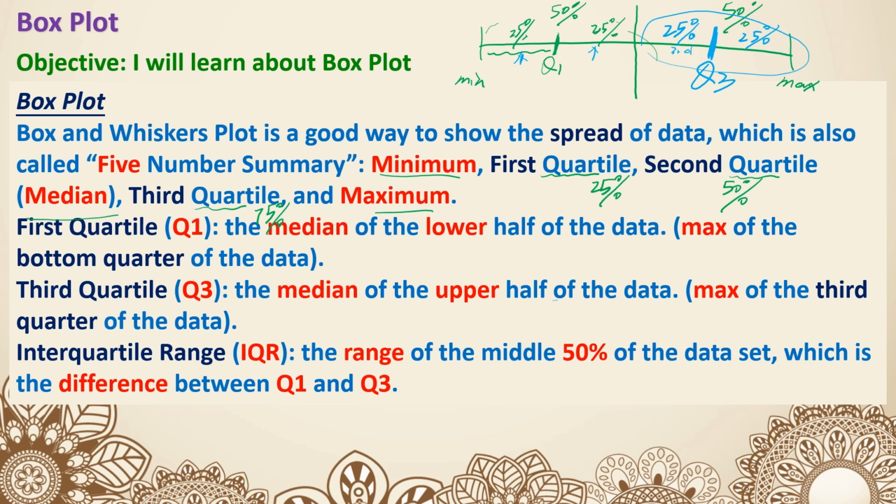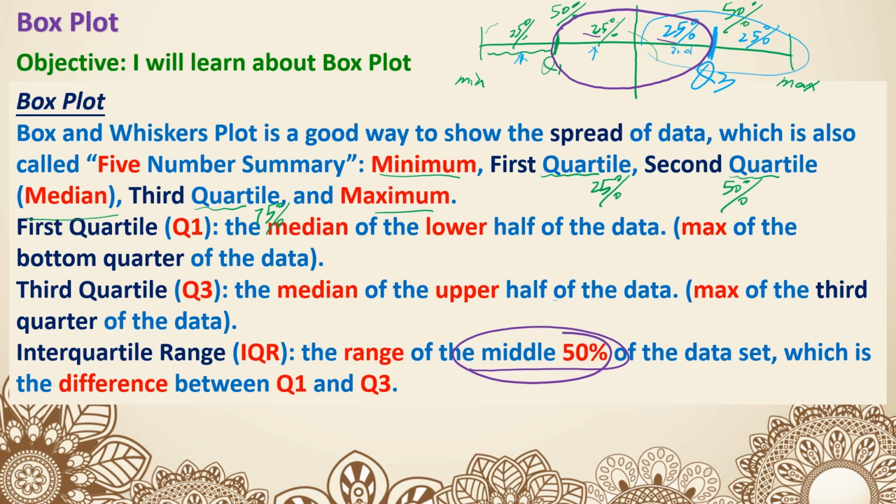Interquartile range, or in short, IQR, that is the range of the middle 50% of the data. Middle 50%. Here they are. That's the middle 50% of the data. The middle 2 quarters. So middle 50% of the data, and that is going to be the difference between Q1 and Q3.